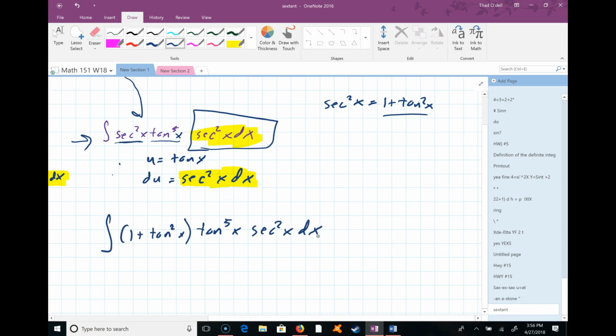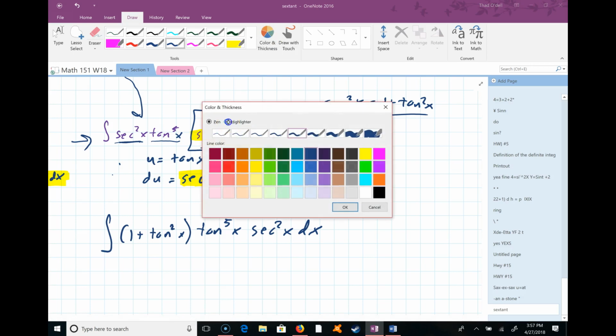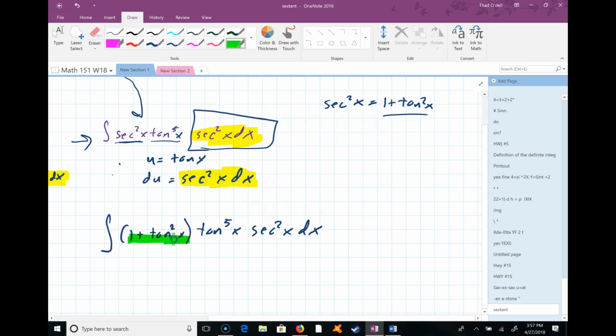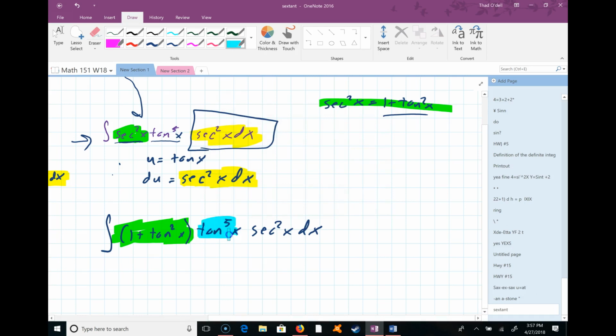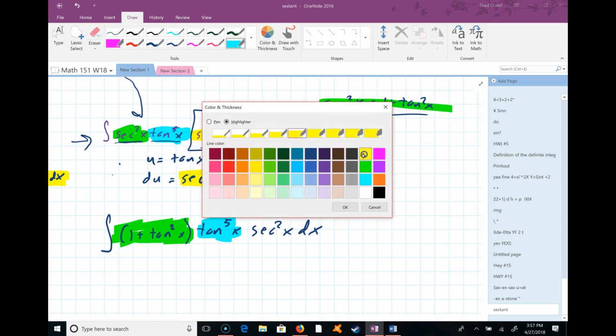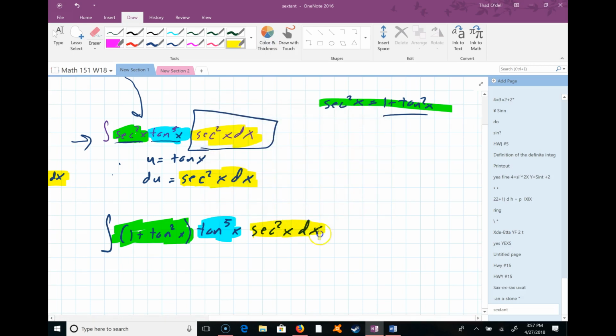Okay? So just to make it abundantly clear, notice that green came from that secant because of this. Likewise, this blue, of course, is exactly that. That didn't change. And last but not least, the secant squared dx is that right there. So it's still the same integral. We've just changed some things. Now we're ready to make that u substitution.